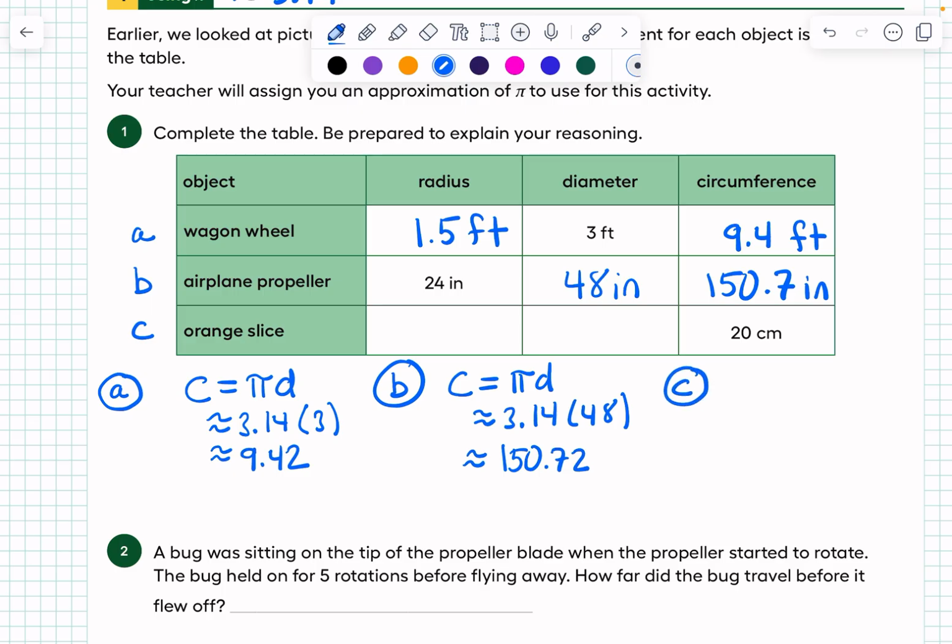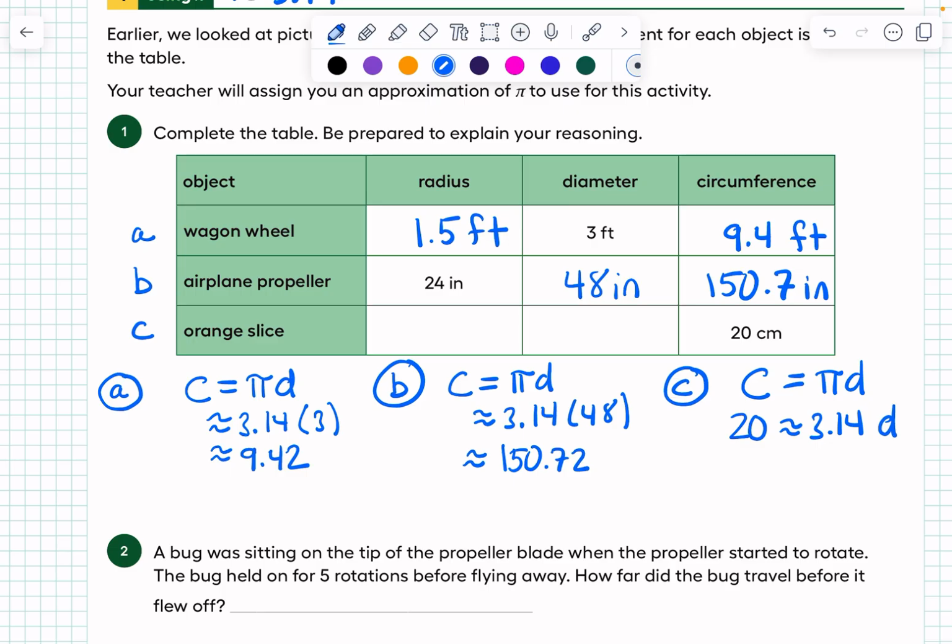On C, we were given that the circumference is 20 centimeters. So what we need to figure out is what's the diameter and then what's the radius. So here's how I would solve it. I would have C equals pi d. And we know that circumference is 20, so I'm going to do a plug and chug. I know that 3.14 is pi, and so I have 3.14 times d.